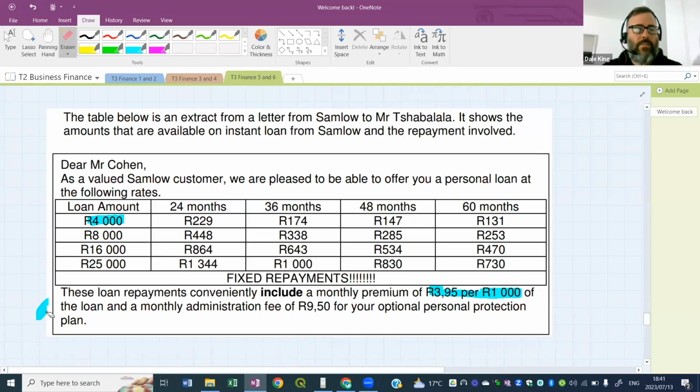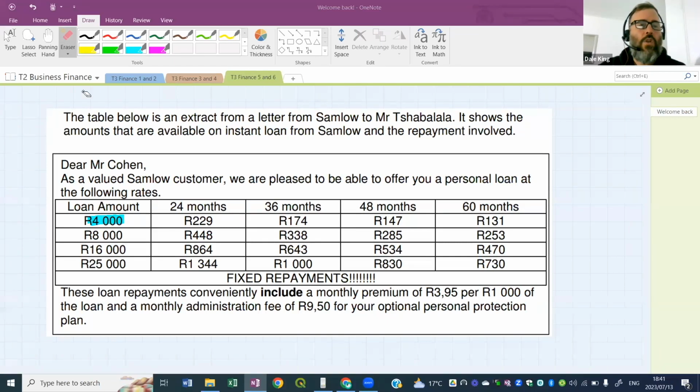All right. And they talk about a monthly administration fee of 9.50 Rand for your optional personal protection plans like insurance. So these loan repayments conveniently include a monthly premium of 395 per 1,000 and a monthly administration fee. So we don't have to pay that extra. It's all included in these monthly amounts. Okay, I'm going to explain one more time.